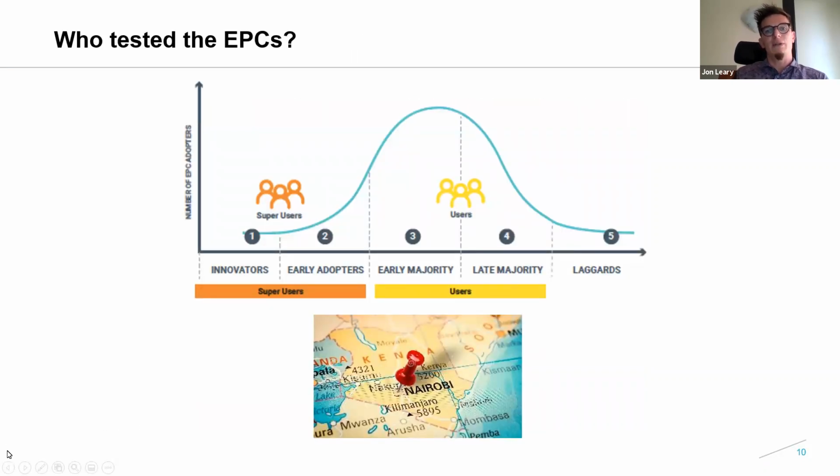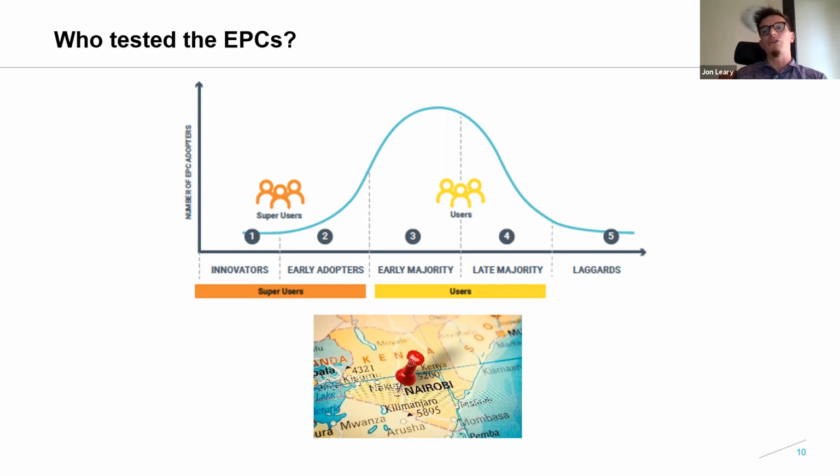So who tested these electric pressure cookers, or EPCs? Well, we had two groups. We had users and we had super users. The users were our typical target end user, so our everyday cook. These are the people that are likely to make up the majority of the customer base for this device going forward, thinking about this in the context of the people that will be using these devices in an everyday context.